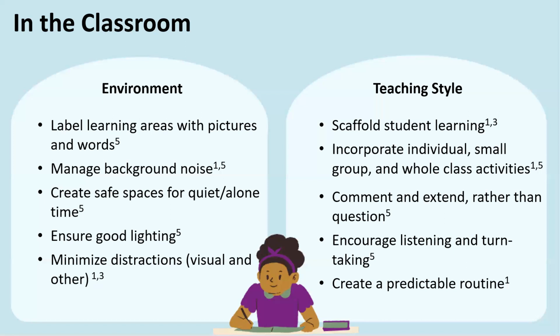In terms of teaching style, there are many things that educators can do to create a more inclusive learning space. As mentioned earlier, scaffolding student learning by working within a child's zone of proximal development is essential to maximize their learning. It's important to consider different learning preferences by incorporating a variety of individual, small group, and whole class activities. Don't assume that every child learns the same way or enjoys the same level of social demand. Find ways to engage your students without putting them on the spot.